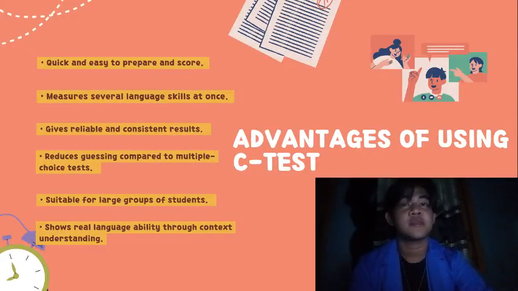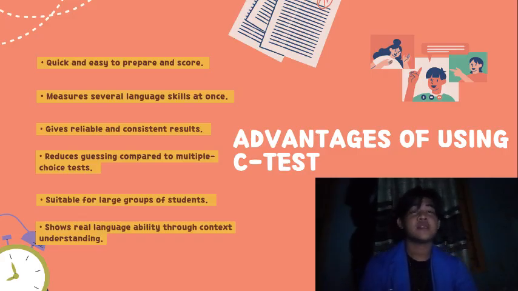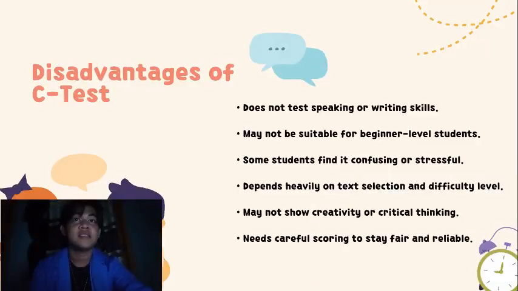The C-test has many advantages. It is very quick and easy to make, and also easy to score. It can test many skills at the same time: grammar, vocabulary, and reading. The results are usually reliable and fair. Unlike multiple choice tests, students can't just guess the answer. It's also good for large classes because it doesn't take much time to finish or check. And most importantly, it shows how well students can really understand language in context. These are the advantages of C-tests.